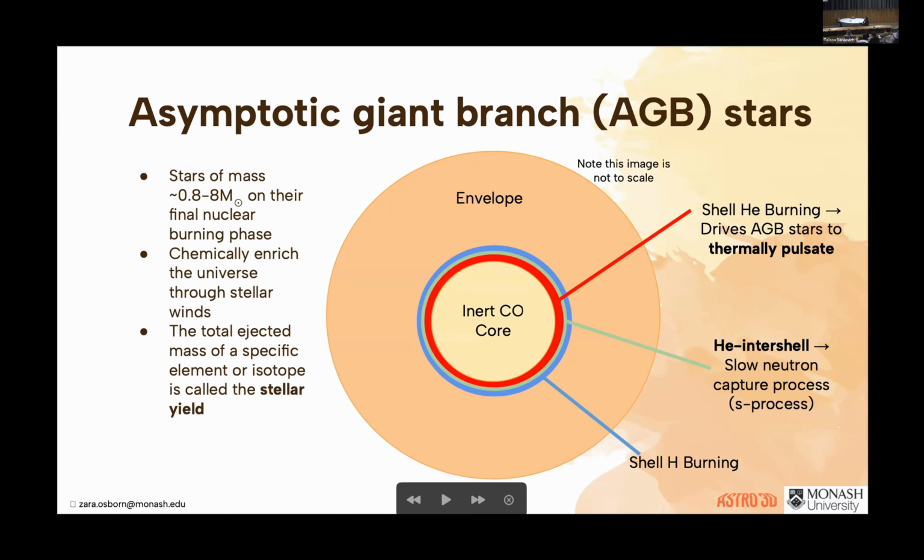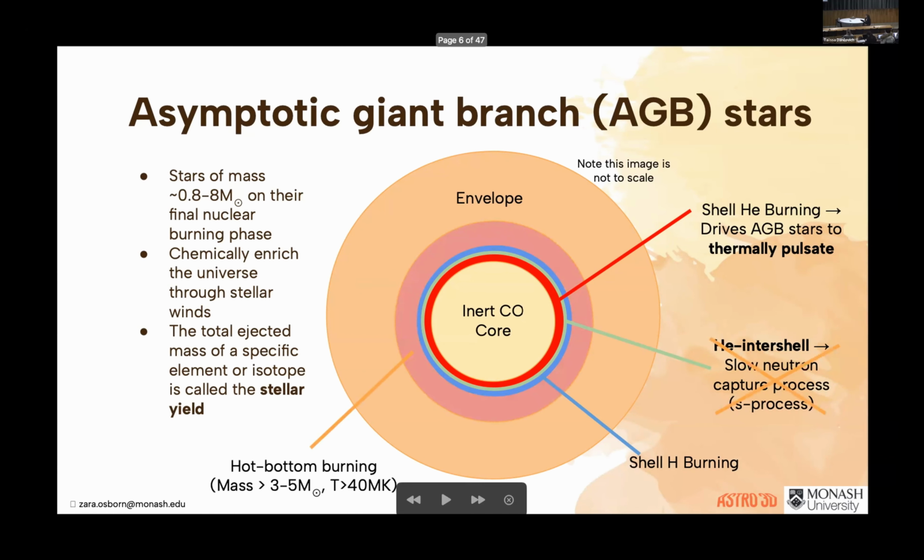Now, we should note that not all thermally pulsing AGB stars can have S process nucleosynthesis. For example, in stars that have a mass greater than about 3 to 5 solar masses, depending on the metallicity, the bottom of the convective envelope may become hot enough to sustain hydrogen burning. And this is known as hot bottom burning. And this will actually prevent S process nucleosynthesis. Therefore, it is thought that the majority of S process elements we find in the universe today originate from AGB stars that have a mass of about 1.5 to about 3 solar masses.